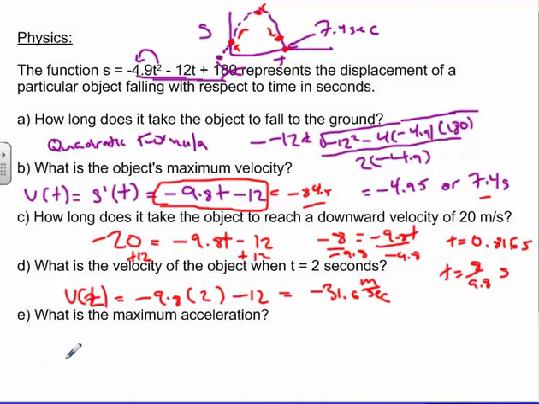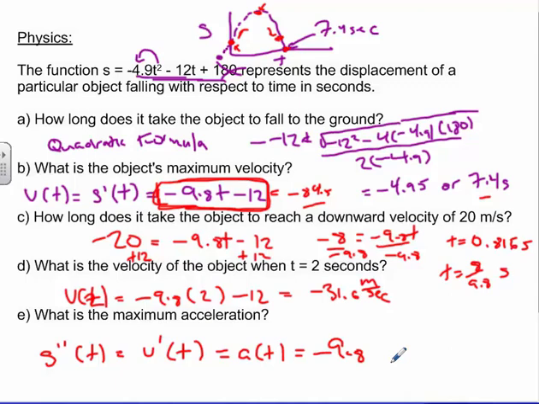Let's find the acceleration. Well, the double prime for displacement is the same as the prime for velocity, which is the same thing as the acceleration graph. So I just need to take the derivative again. How do you find the derivative of this guy right here? Well, it's just negative 9.8.